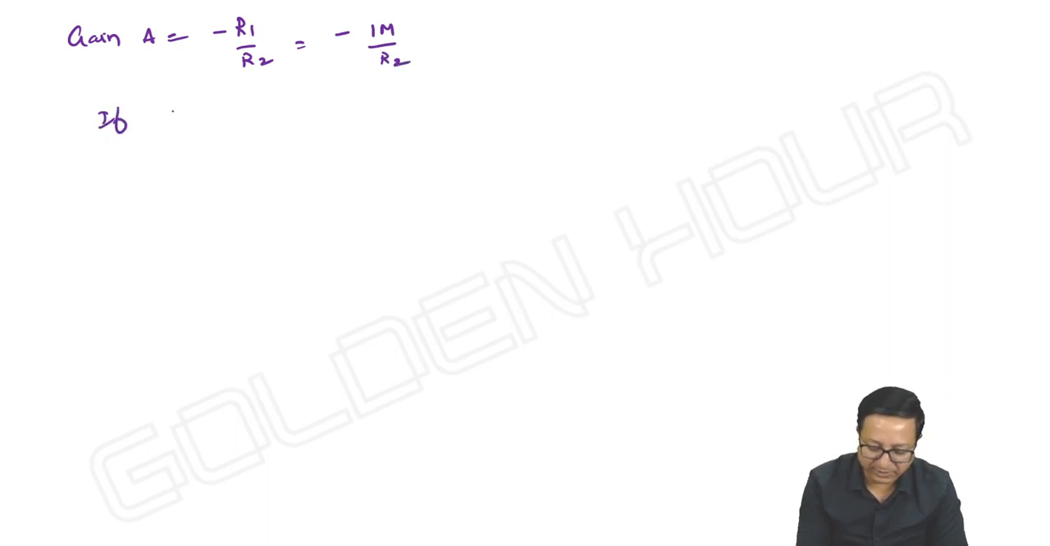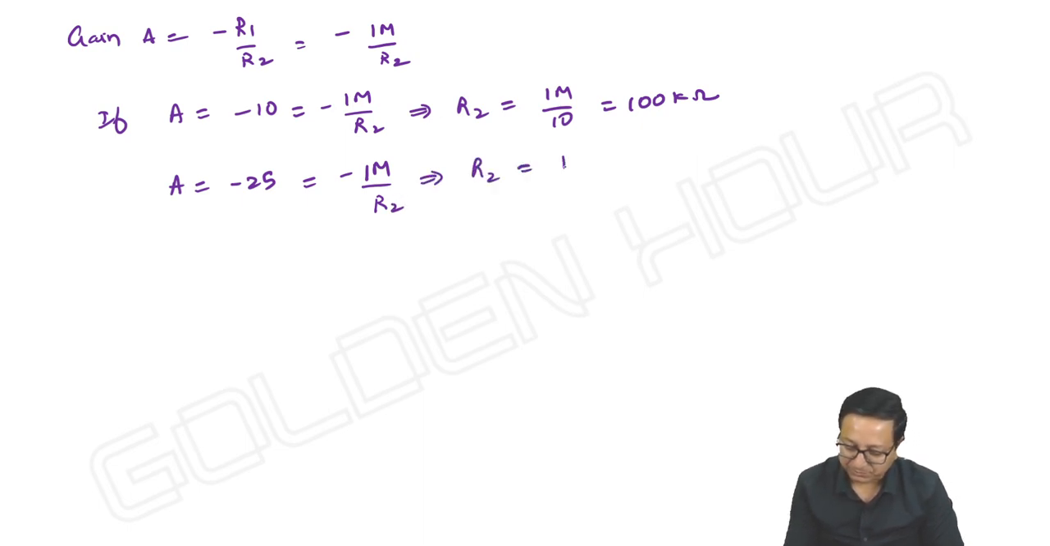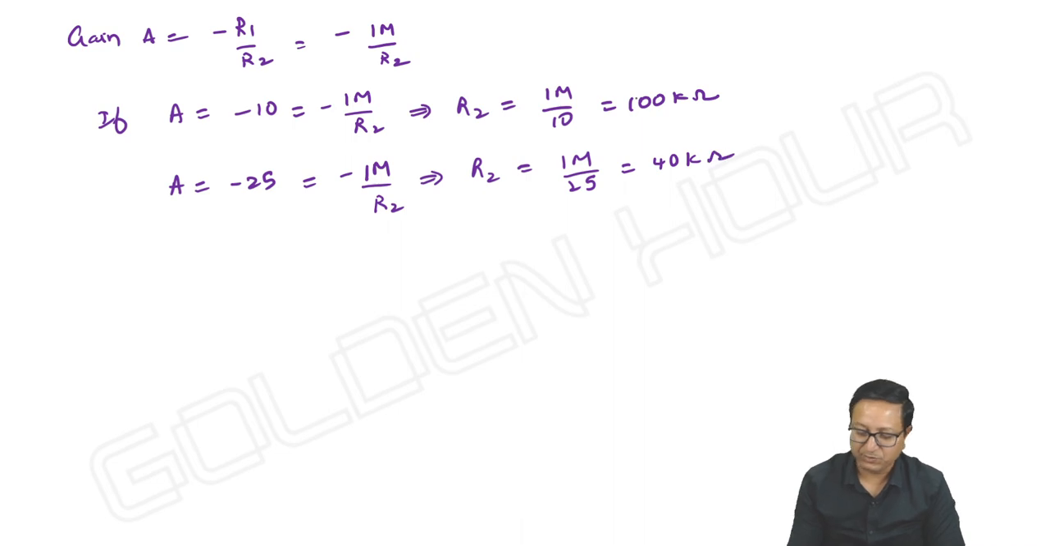If gain is minus 10, then it is minus 1 mega by R2, which implies R2 is equal to 1 mega by 10, 100 kilo ohms. Okay, and similarly if A is equal to minus 25, which is equal to minus 1 mega by R2, implies R2 is equal to 1 mega by 25, it is 40 kilo ohms. Which value to be taken?